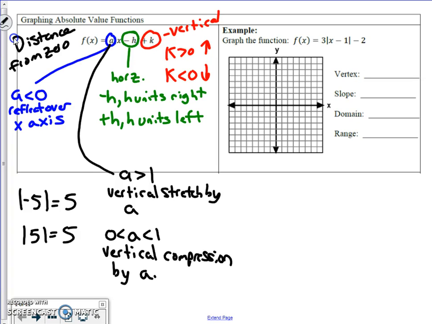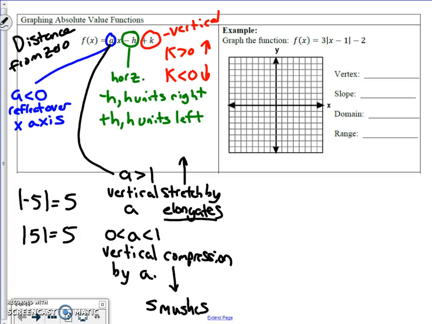Okay? So a vertical stretch is when I pull up on it. A vertical compression is when I push down on it. This smushes. And this, what would I say this? Elongates. Okay? So smush and elongate.